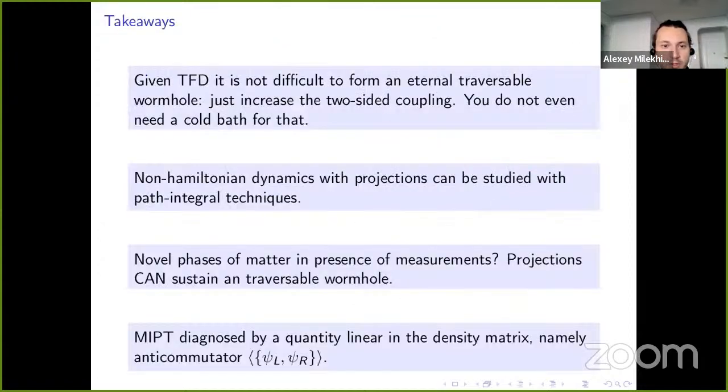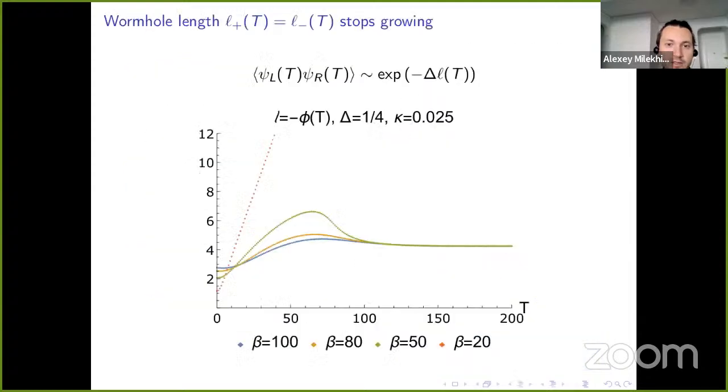Maybe I can just end with this, and if people are interested, I can also go over the open questions and so on. But this is basically our main result: that these projections, it's some non-Hamiltonian evolution, but it's capable of supporting this exotic phase of SYK, which is dual to an eternal, traversable wormhole.